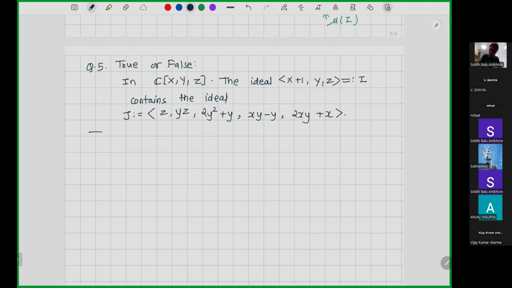So this is the question. They are asking us whether the ideal I contains J or not. So, in short, we have to check whether J is contained in I or not. And what is your guess?